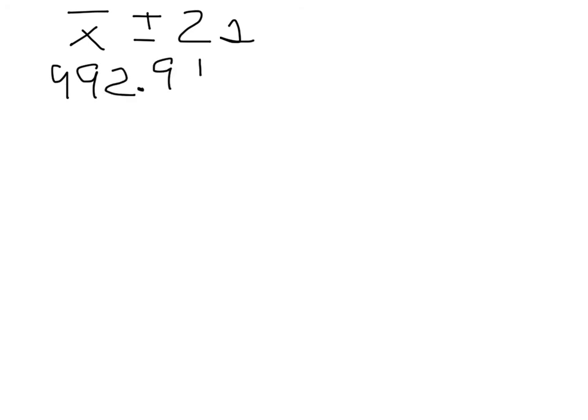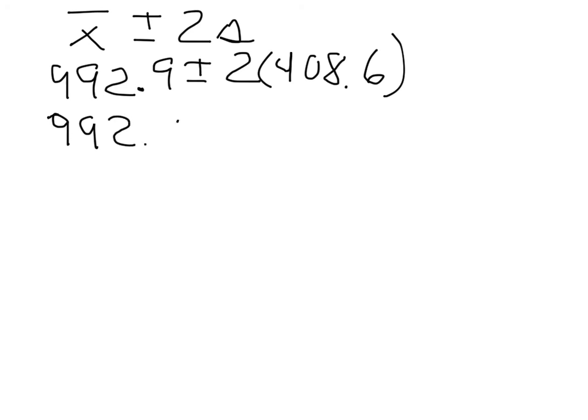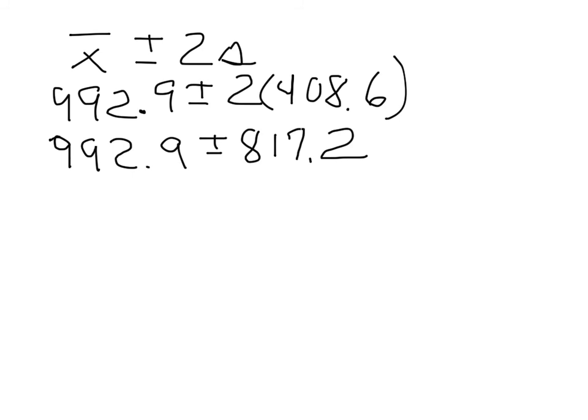All right, let's look at our example here. So we have x bar plus or minus 2s. So that's going to be 992.9 plus or minus 2 times 408.6, or 992.9 plus or minus 817.2. And to set up my interval, I have a lower value and an upper value.